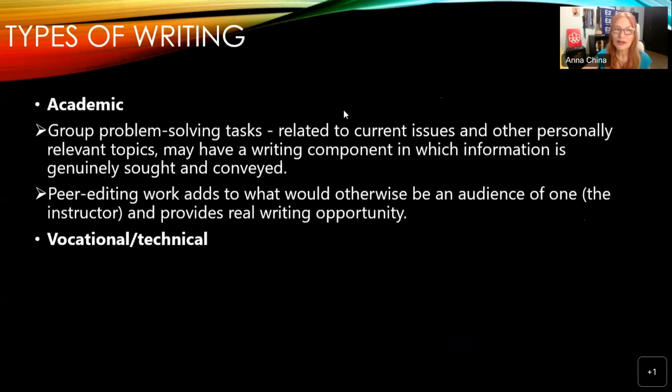Academic writing. So usually academic writing, it's group problem solving tasks. So they're related to current issues or to other personally relevant topics. They may have to write a component in which they have to really go and do the research and find the information, to report the information. Once again, peer editing. This is definitely helpful, productive, and the results are fabulous once you get the hang of it.